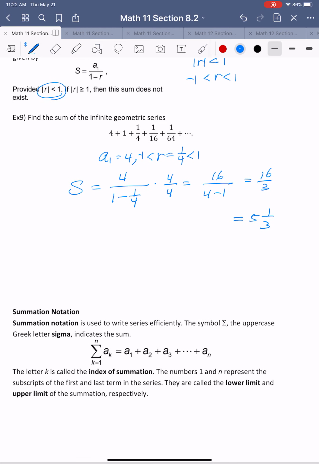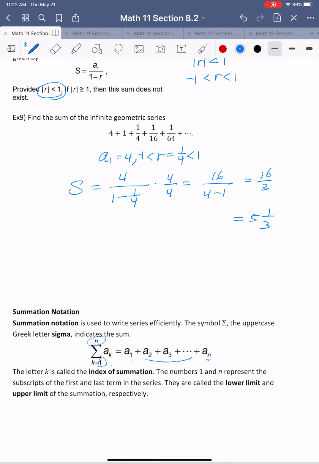Okay, let's talk about summation notation. Summation notation is usually written to express a series efficiently. The symbol sigma, the uppercase Greek letter sigma, indicates the sum. So this is the lower limit, this is the upper limit, from 1 and then don't forget the middle numbers, all the way up to n.